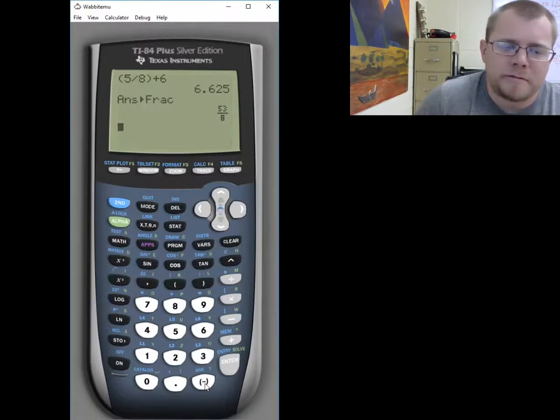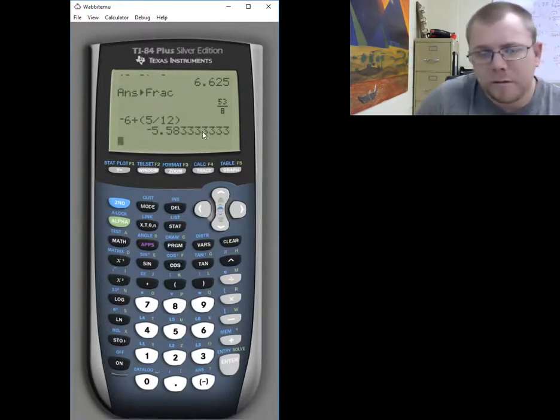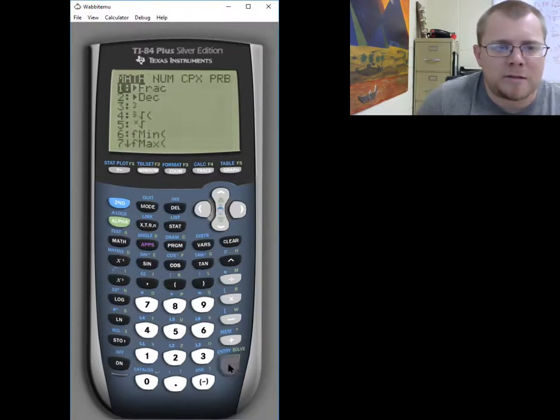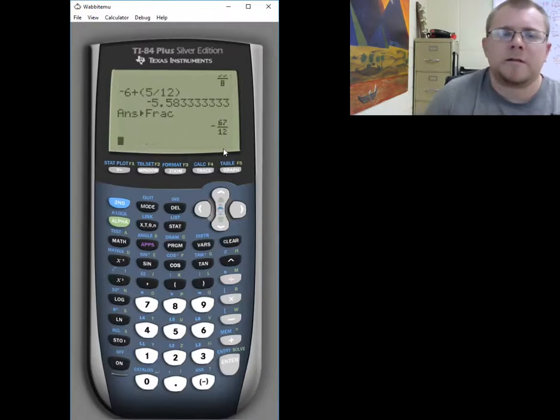Say you have -6 plus 5/12. So 5 divided by 12. You do the math, it's -5.583333 repeating. So you press math, and then you hit enter, enter, and it's -67/12. So if you did the math by hand, you would get the same thing.